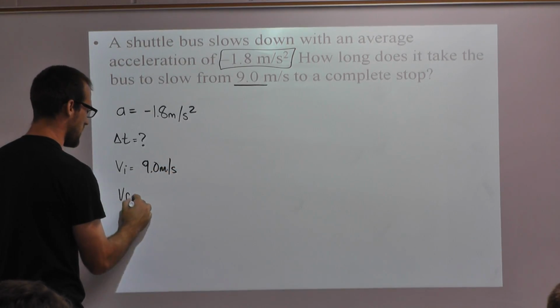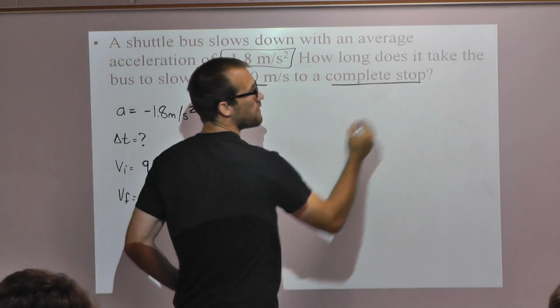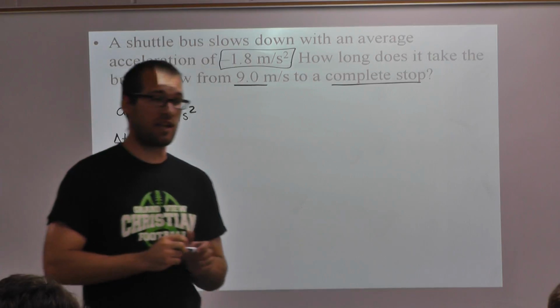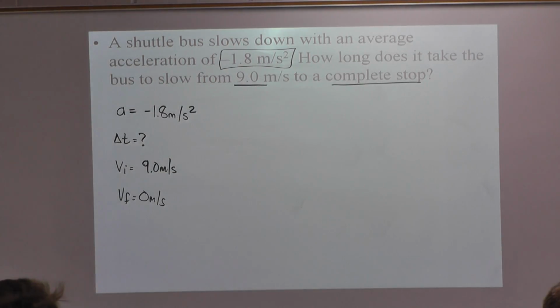And Vf, everyone understand why Vf is 0? Because it's stopped. Do you see the hidden information you're going to have to look through and decipher? How'd you get Vf at 0? It is coming to a complete stop. So I'm at 9, and I'm coming to a stop. So when I stop, what's my speed?